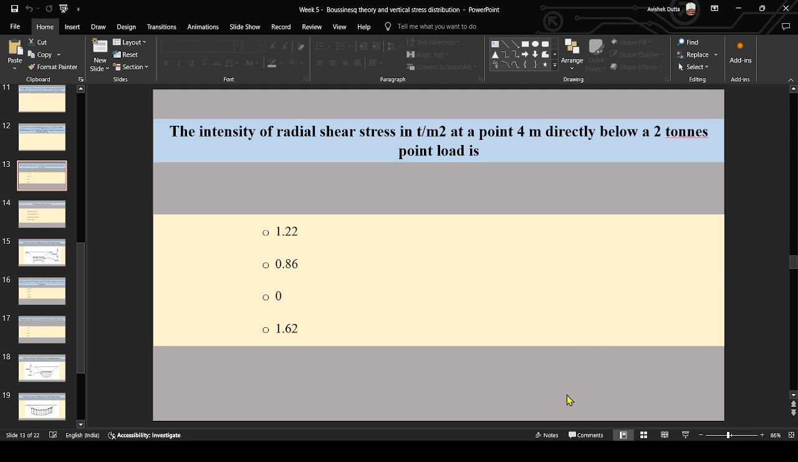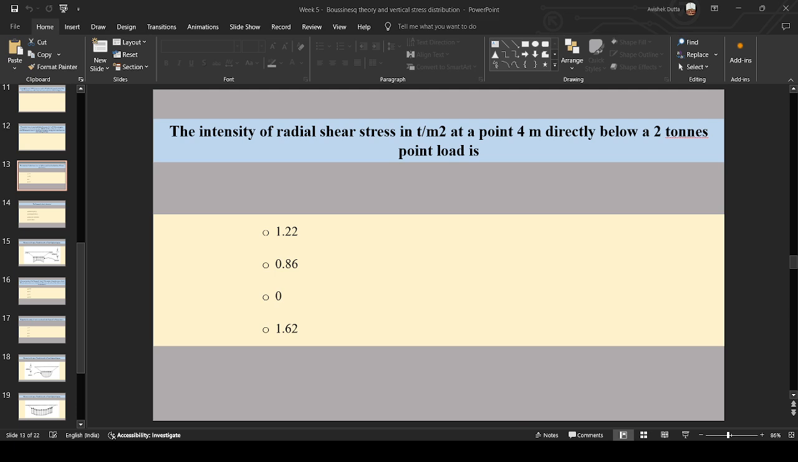The intensity of radial shear stress in ton per meter square at a point 4 meter directly below a 2 tons point load is. I repeat the question. The intensity of radial shear stress in ton per meter square at a point 4 meter directly below a 2 tons point load is. Your options are 1.22, 0.86, 0 or 1.62.